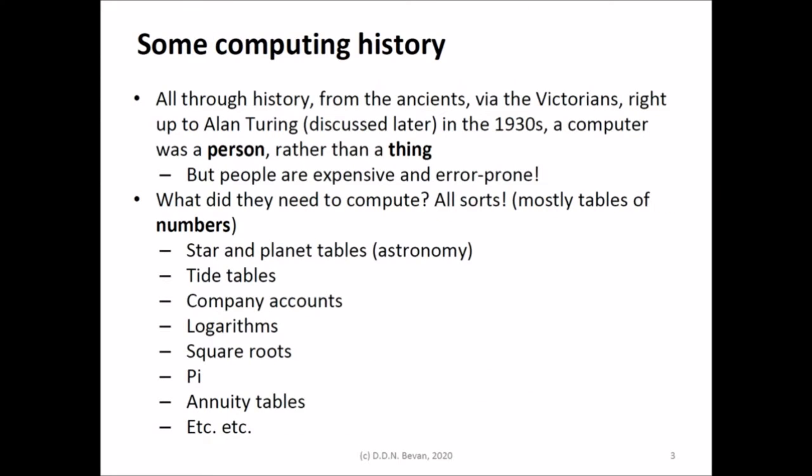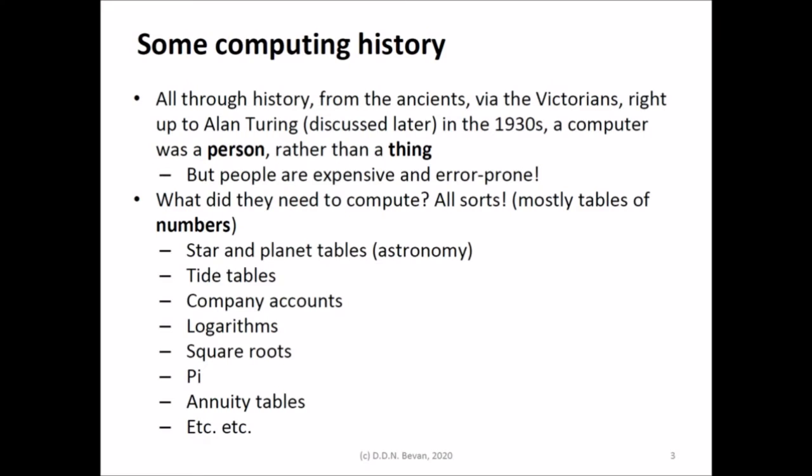So some history of computing. People have been thinking about computing right from the ancients, from people like Archimedes, through the Victorians, and right up to the current day. And through a lot of that period, a computer was actually a person. It was a job description. It wasn't actually a thing. But the problem with that is that people are expensive to employ, and they can make a lot of errors.